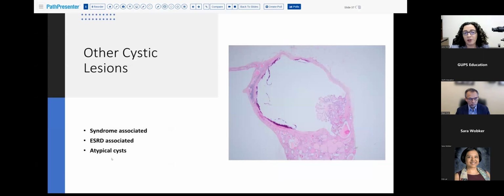But the topic of cystic lesions of the kidney does not really end here. There's a lot more to talk about. We can talk about atypical cysts, especially associated with end-stage renal disease, and atypical cysts in the setting of syndromes and associated with syndromes. But unfortunately, for the sake of time, we couldn't get into those.